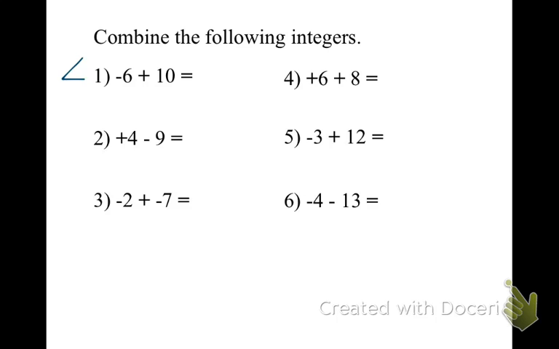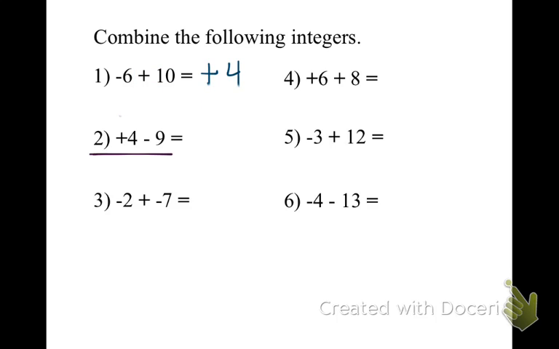Now, we're going to go and combine these following integers. So, we're going to work on number 1 at first. Now if you notice, I have a negative and a positive, so that means I have different signs. So what do we do when we have different signs? All we're going to do is find the difference. So what's 10 minus 6? 10 minus 6 is going to be equal to 4, but which one's bigger? The 10 is bigger, so it's going to be a positive 4.